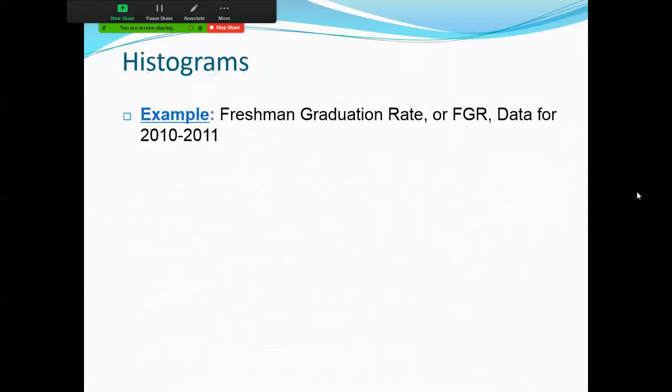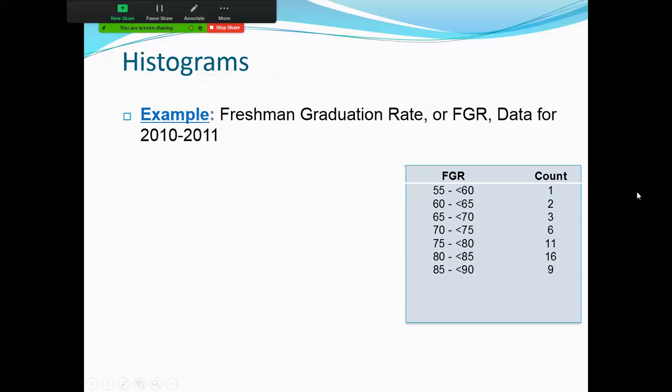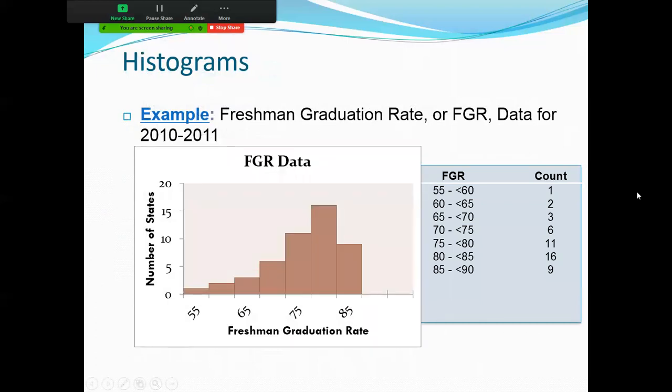An example of a histogram. Here we have a range of freshman graduation rate, or FGR, and the number of states. And we have ranges, which look like about 5 per bin or class, 5 per class. Each class is represented by a bar.